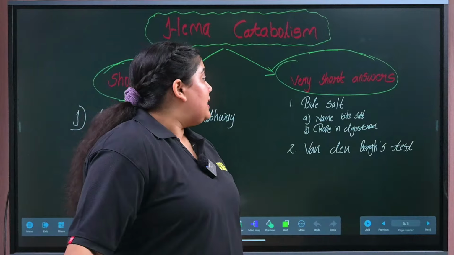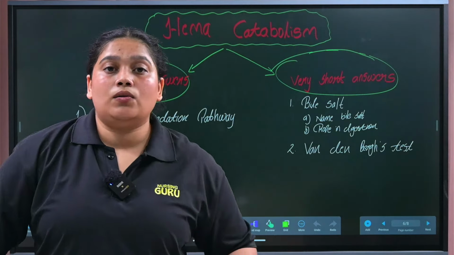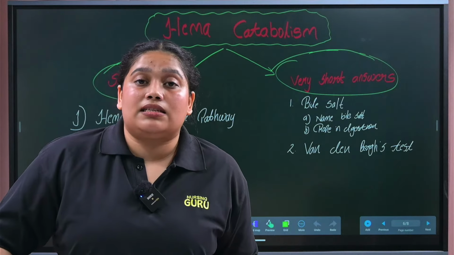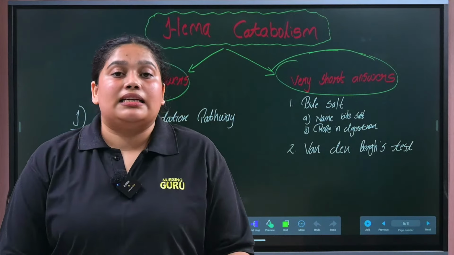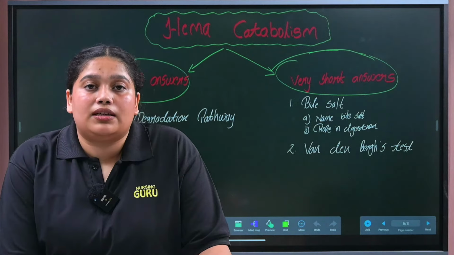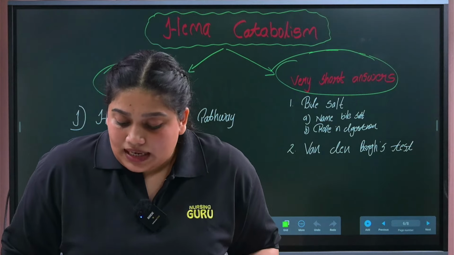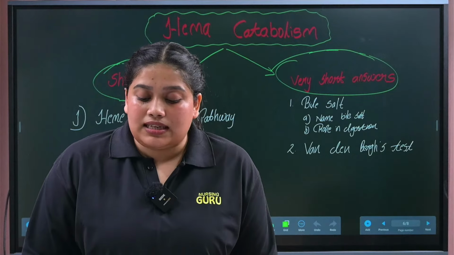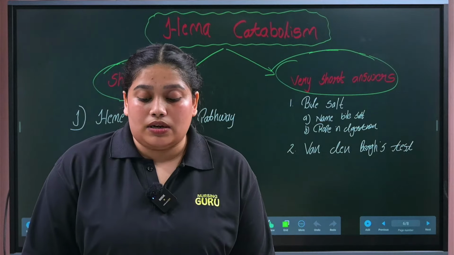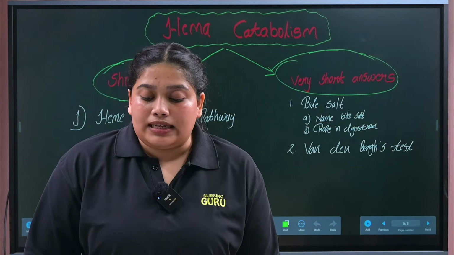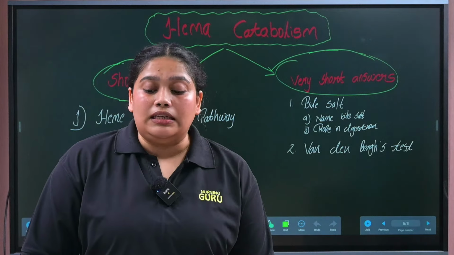Clear? Then the second question, that is Van den Bergh's test. Write down what the test is and what purpose it serves, the duration and the result, what we can find out from the test. Like that you have to write for the test. Mainly it's used to determine whether excess bilirubin in the blood is conjugated or unconjugated, and therefore whether jaundice in a patient is due to hemolysis or due to some other liver disease.